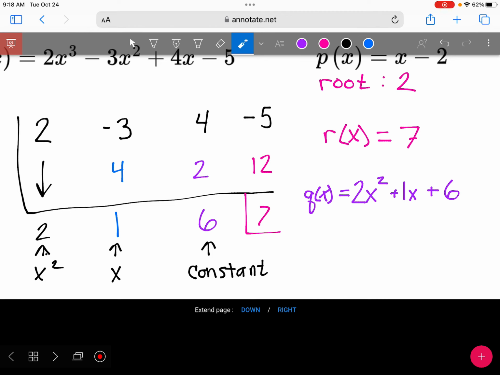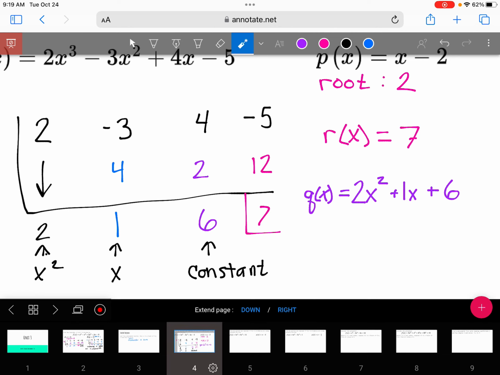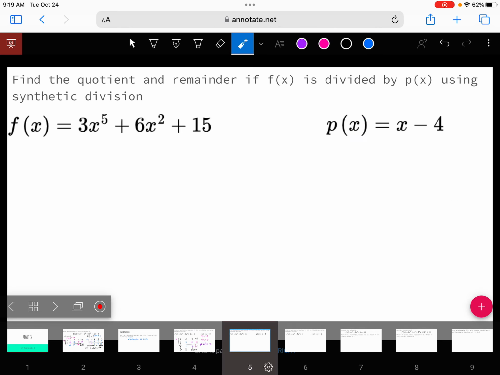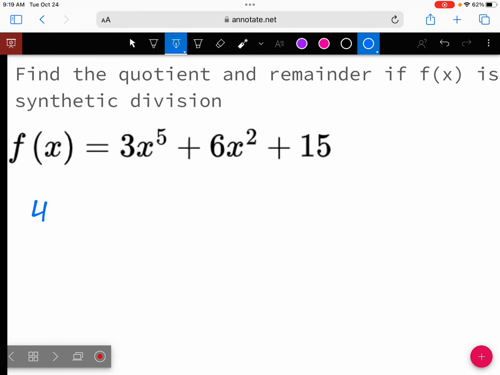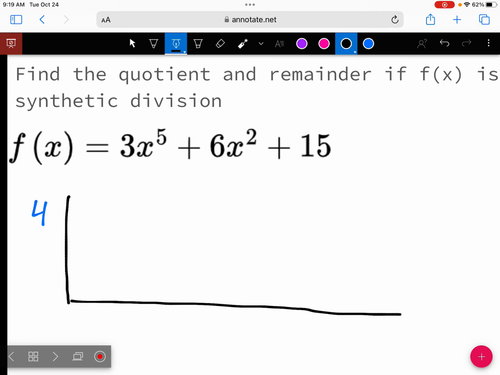All right, we're going to do this again and again. So find the quotient and the remainder. If f of x is divided by p of x, we're using synthetic division again. So first thing I'm going to ask is, what's our root? 4. Synthetic is very, very fast as long as we know what we're doing with it. It takes practice, though, sometimes.